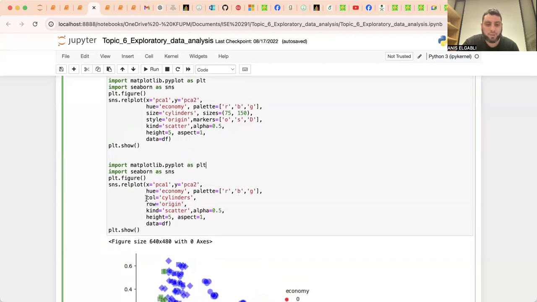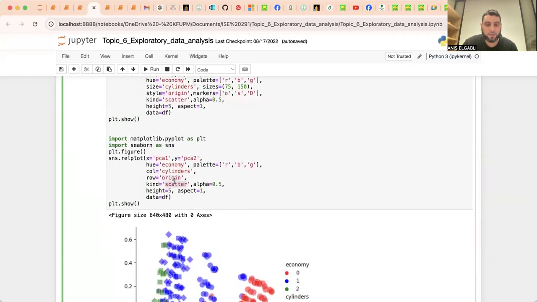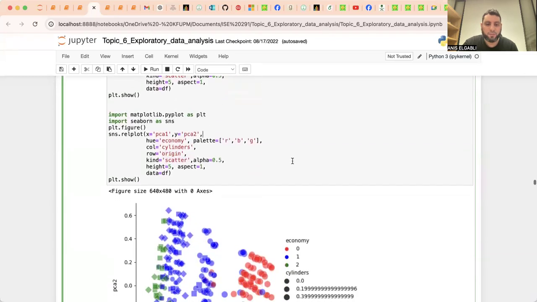Now the number of columns is defined by the different choices for the number of cylinders, and the number of rows is defined by the origin, okay? So there are three origins and number of cylinders, I think four, okay? There will be four columns and three rows. There will be in total 12 subplots, okay? And the type is a scatter, okay?